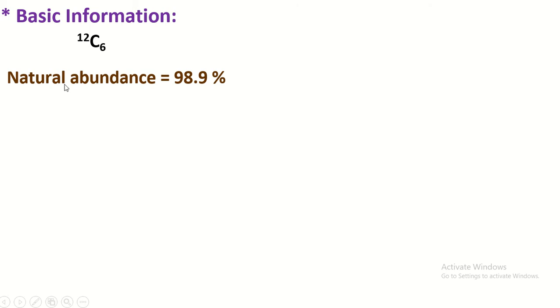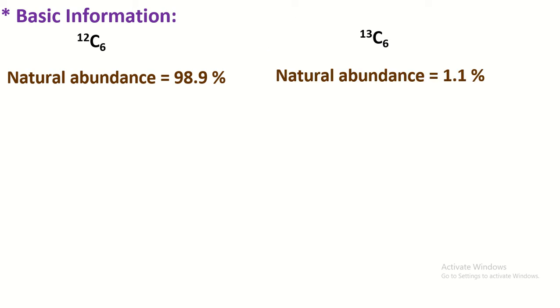We know that the natural abundance of carbon-12 is 98.9% and that of carbon-13 is 1.1%. Therefore, the natural abundance of carbon-13 is very small as compared to carbon-12.